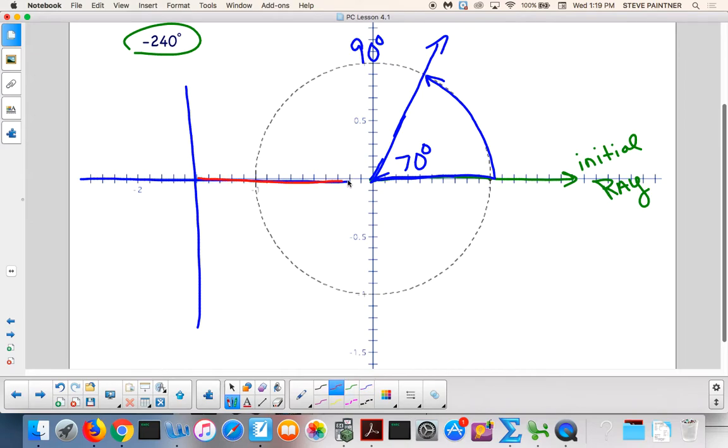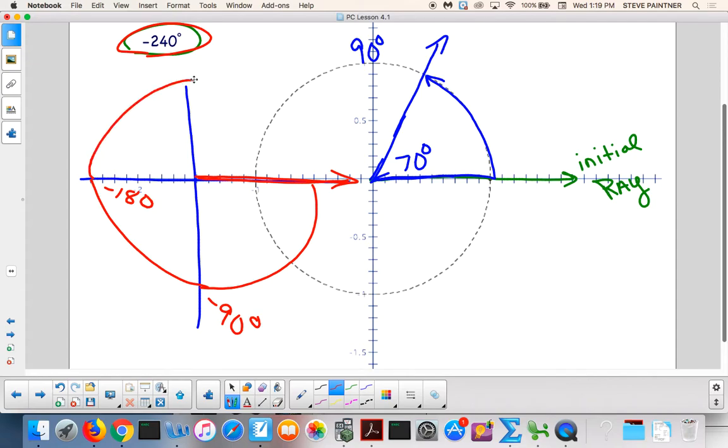Here's your initial. Where's this going to go? Which way? Up or down? Down. Where am I at right now? Negative 90. Yep. Okay, negative 90. Keep going. Negative 180. That's negative 180. Got to get a feel for this. How far is this? Negative 270. That's negative 270. You went too far. So then you got to think, okay, 240.